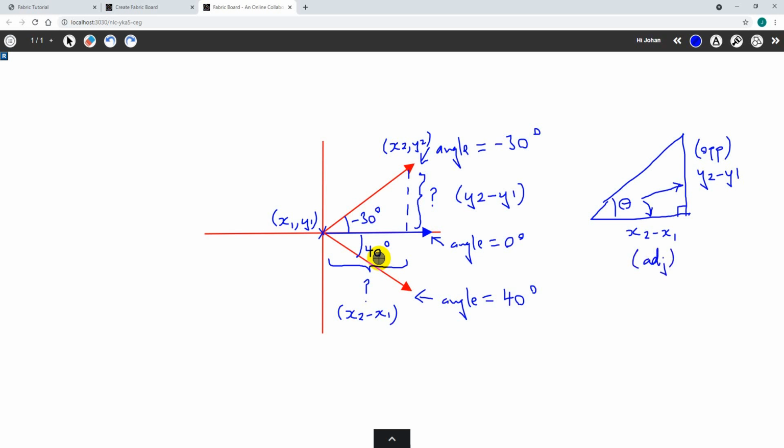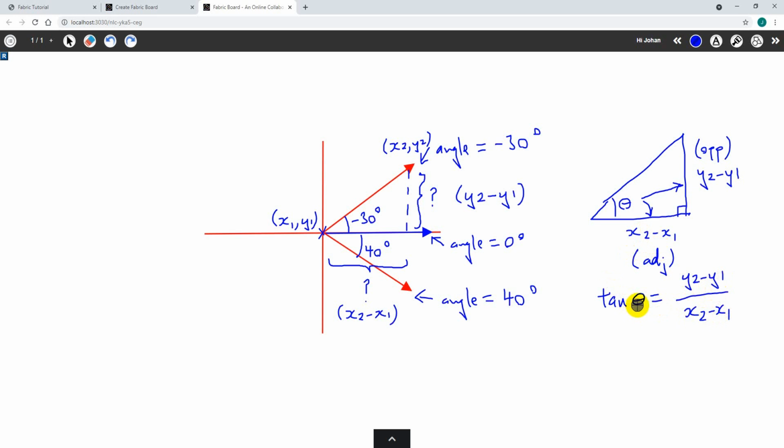Since we only know the length of the opposite side and the length of the adjacent side, we have to use tangent. It means the tangent of this angle must be equal to y2 minus y1 divided by x2 minus x1. Hopefully you have paid attention in your math class. So tangent theta is equal to this.